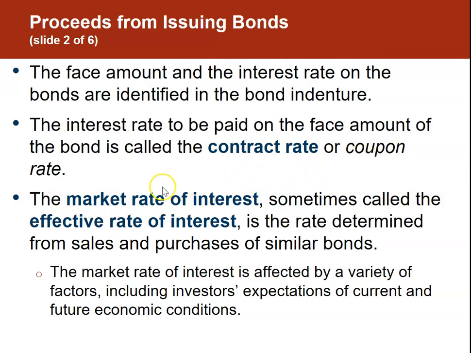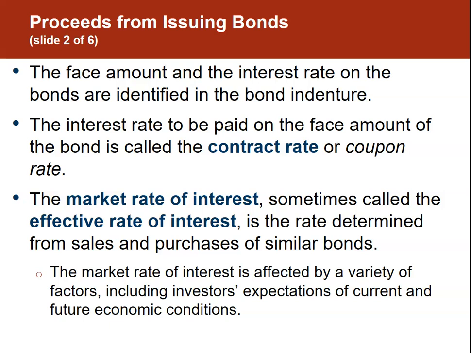The market rate of interest, it says, sometimes called the effective rate of interest, is the rate determined from sales and purchases of similar bonds. And why this is important is we need to understand that when we, as a company, decide that we're going to issue bonds, this is a fairly long and drawn out process. And again, these are physical documents.